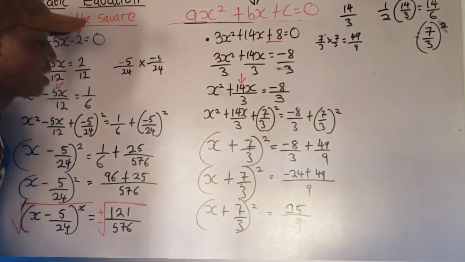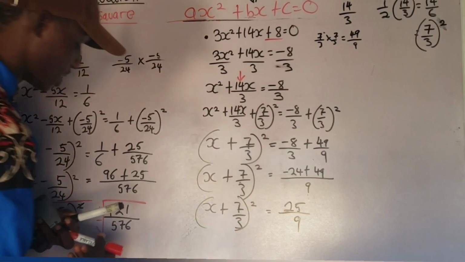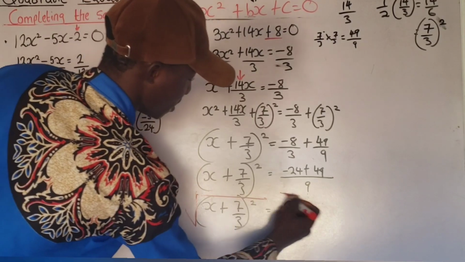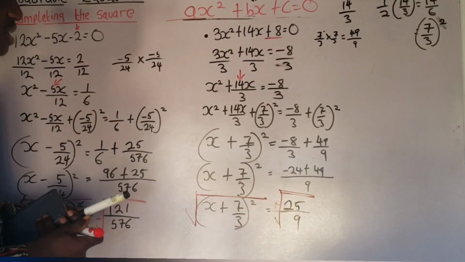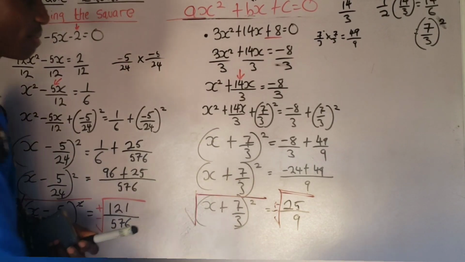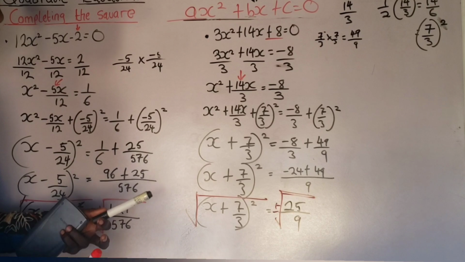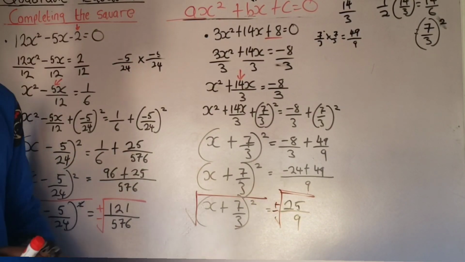You understand? Okay. Now the next step is that we are going to take the square root of both sides. Now please, whenever you are taking the square root of the right hand side of the equation, remember to add positive and negative. You understand? Because by the time we take the square root, if we square our answer, either negative or positive, we are still going to have 25 over 9.